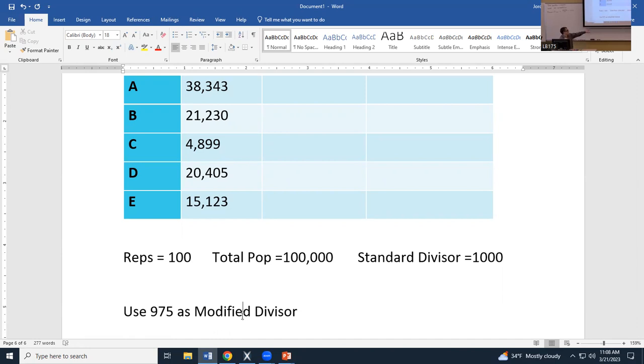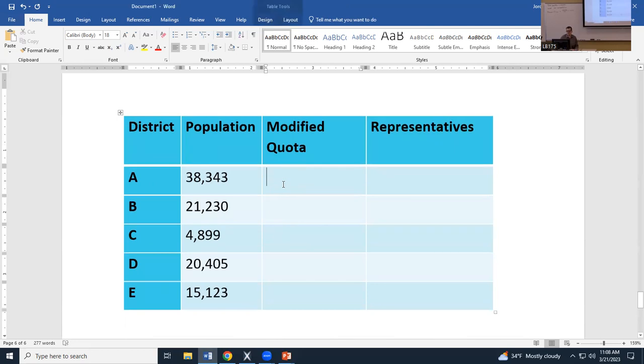Now, if 975 didn't work and we needed to use 980, then I would have told you use a divisor which is 20 units away from 1,000. So I'll just tell you how many units to go away from the standard divisor. Is that okay? All right. So we're going to use 975. So take 38,343 and divide it by 975. You should get 39.33. I'm going to just round it to 2 decimal places.